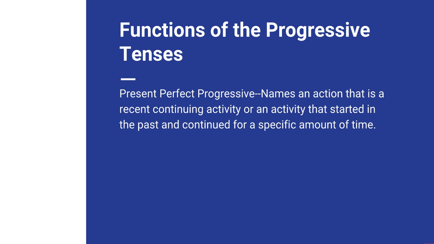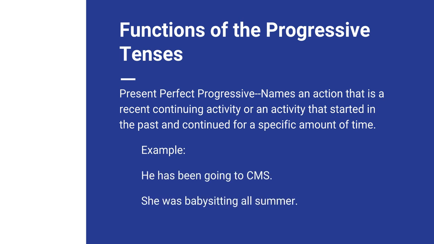So, present perfect progressive talks about an action that is a recent and continuing activity, or an activity that started in the past and continued for a specific amount of time. For example, he has been going to CMS. She was babysitting all summer. In the first, we know that recently this student has been attending CMS. And in the second, we know that she was babysitting in the past, but for the specific time of the summer.